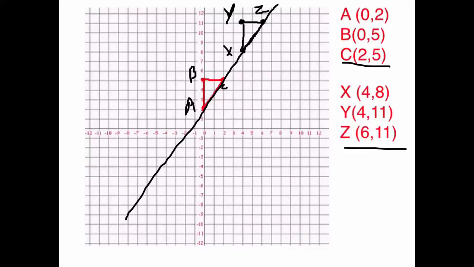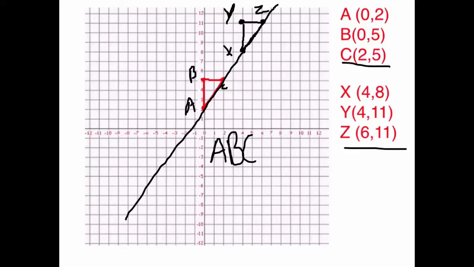Now, my next step is to figure out if these triangles are similar or congruent. If they're congruent, their equations are going to be exactly the same, not only where their slopes will match, but the equations of both of those lines will end up being the same. So let's just start out with triangle ABC.